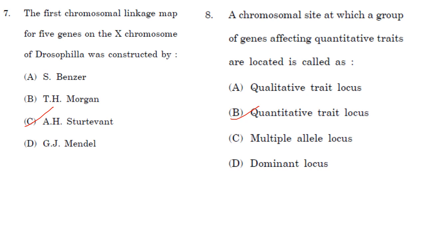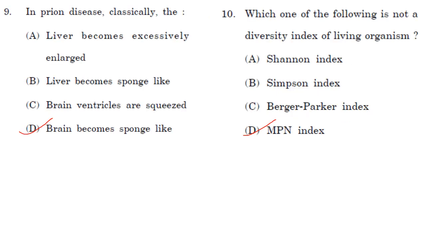The first chromosomal linkage map for 5 genes on the X chromosome of Drosophila was constructed by A.H. Sturtevant. Chromosomal site at which a group of genes affecting quantitative traits are located is called quantitative trait locus. Answer is option B. Then next one.